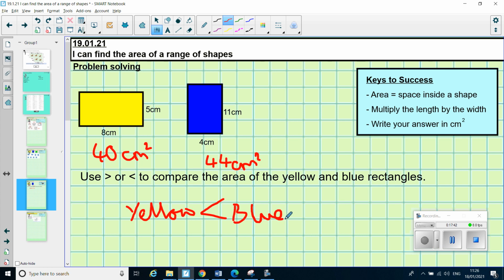Okay, remember when you're using these symbols, we like to think of them as crocodiles. The crocodile always eats the larger amount, the greater amount. So its mouth is facing the greater amount. As I said, I think you'll be absolutely fine with the problem solving questions on maths.co.uk if you understand that fluency part.